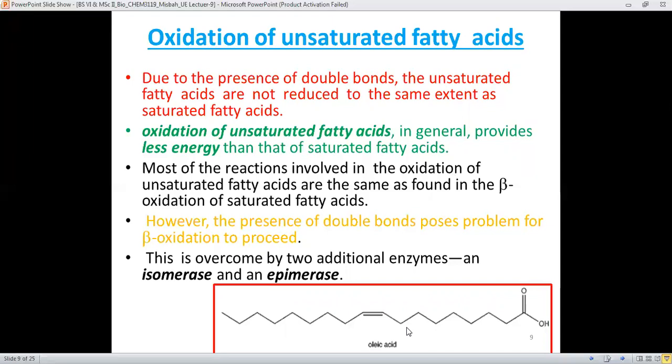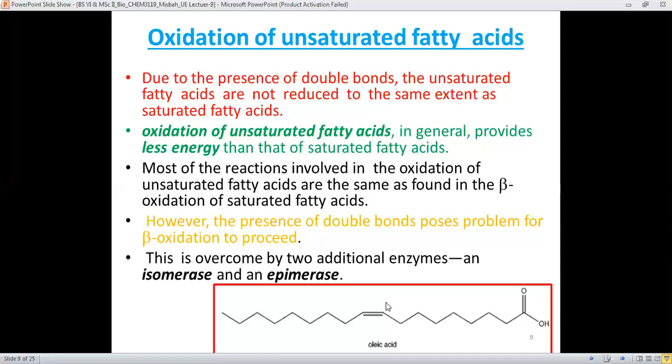The unsaturated fatty acids are not reduced to the same extent as the saturated fatty acids, and therefore oxidation of unsaturated fatty acids generally provides less energy to the body, as it's not completely oxidized by the body. And most of the reactions involved in the oxidation of the unsaturated fatty acids are the same as those found in the beta oxidation of the saturated fatty acids. However, the presence of the double bond definitely impairs certain steps and also poses many problems in the further upcoming reactions of the beta oxidation.